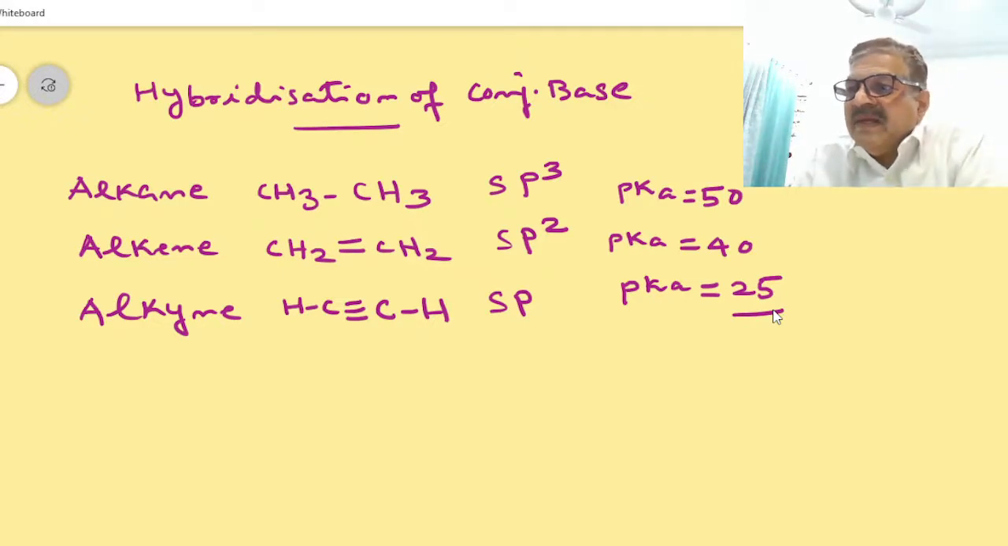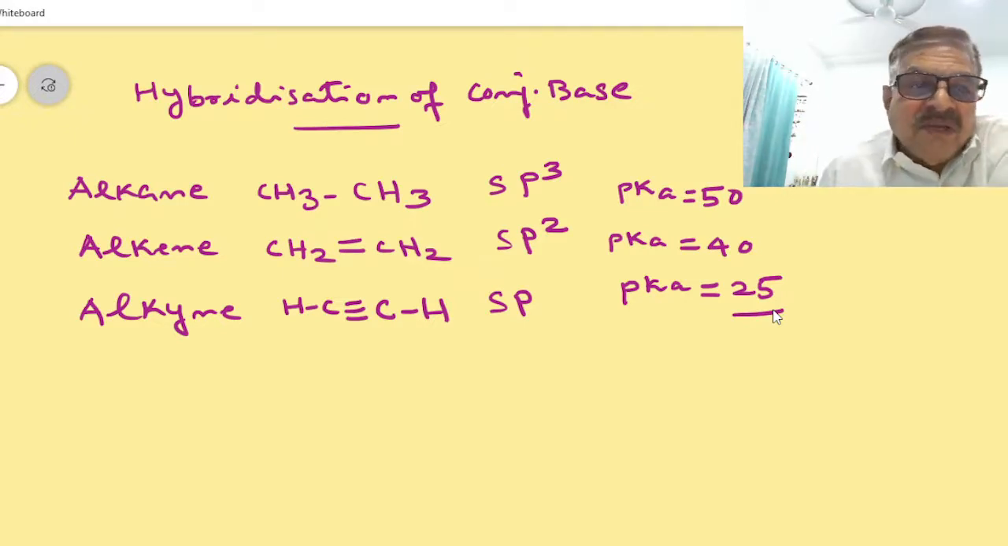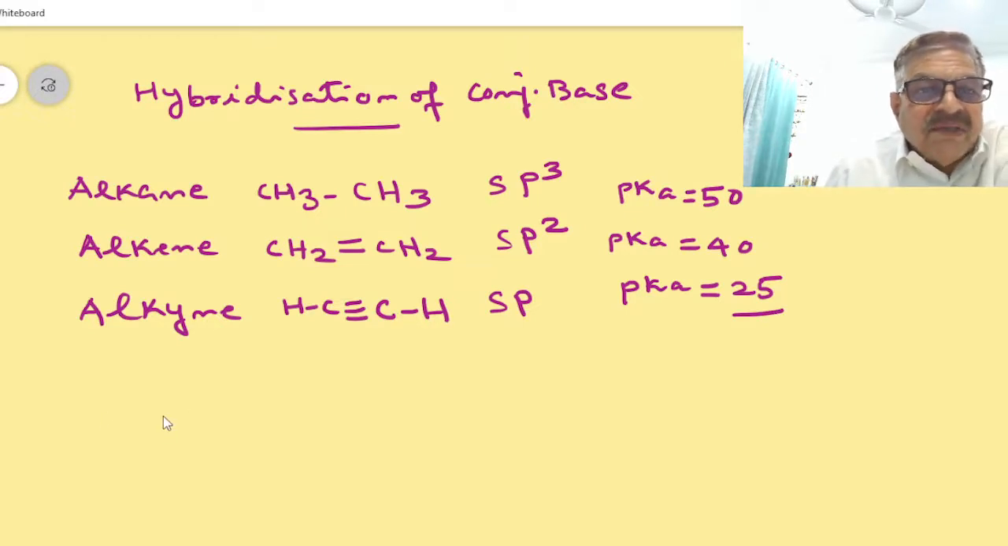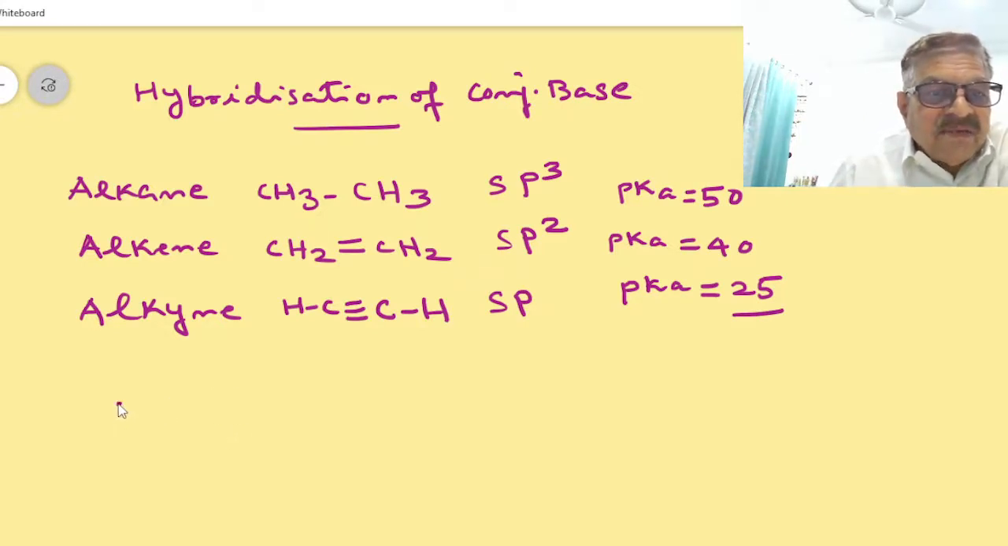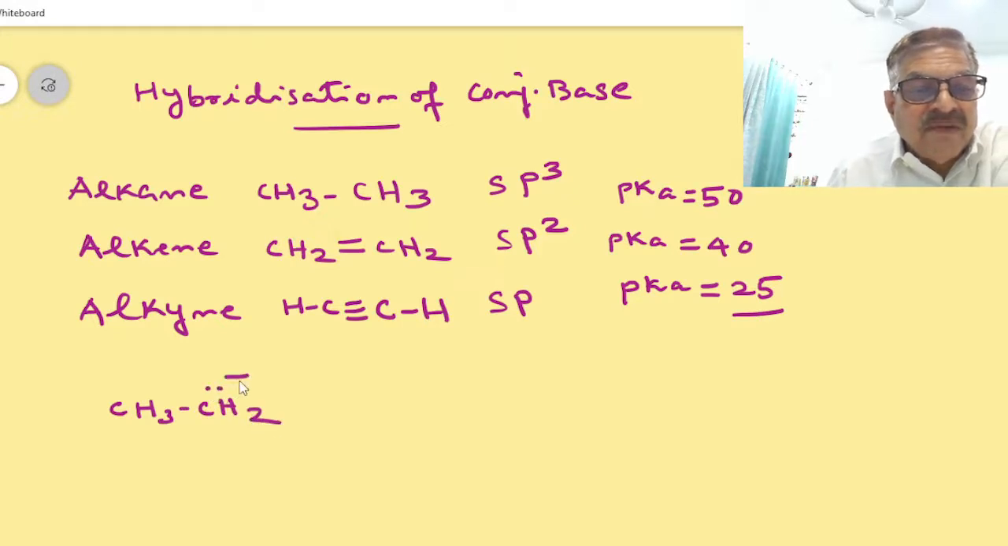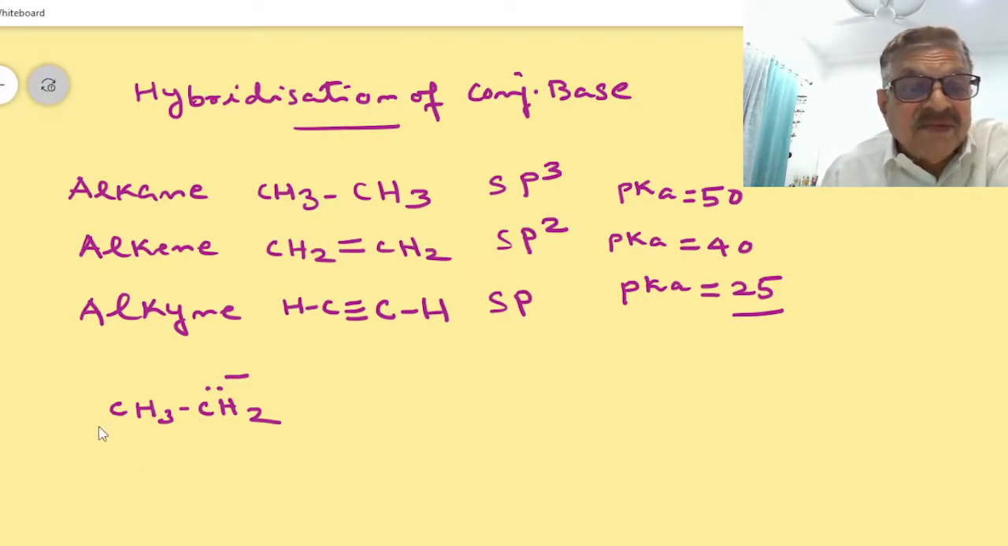Okay, so now why? Now let us see the conjugate bases here. Now we have to see the stability of the conjugate base. Why is this alkyne, the acetylene, a stronger acid compared to the other two hydrocarbon compounds here? The conjugate base means loss of a proton results in the formation of a conjugate base. So this is the conjugate base of ethane. This is a negatively charged carbon here. Therefore, this is a carbanion.